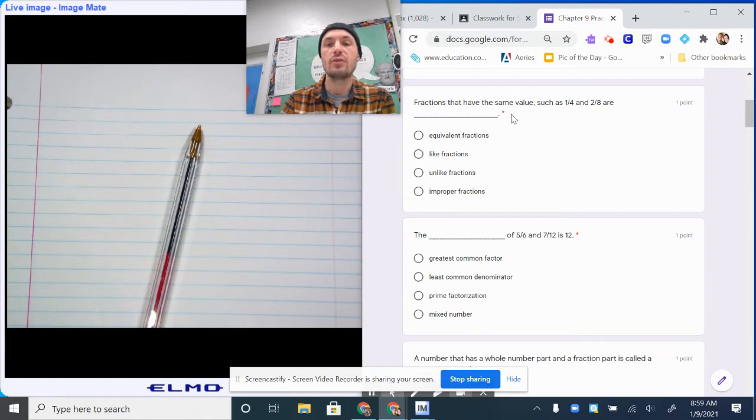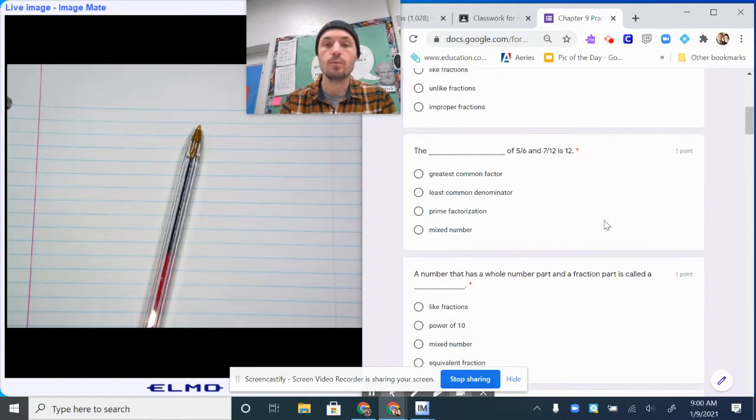Next, fractions that have the same value, such as 1/4 and 2/8. So these are 2 different fractions, but they represent the same amount. If you ate 1/4 of a pizza and your friend ate 2/8 of a pizza, you both ate the same amount. Your 1 slice was the same size as his 2 slices. So these are equivalent fractions. Notice the word equal. You can almost hear the word equal in the word equivalent. That's because it means fractions that are equal to each other.